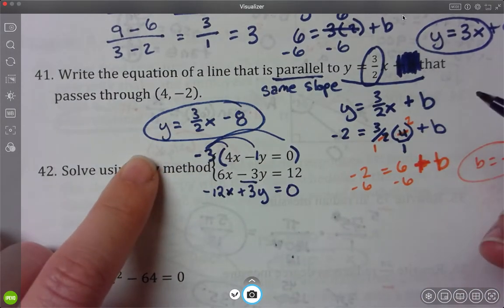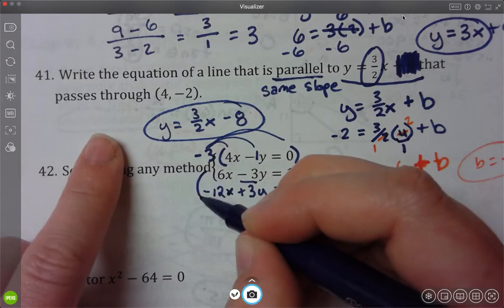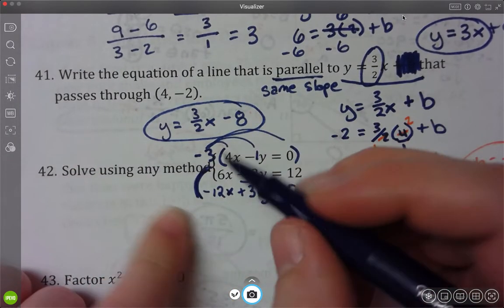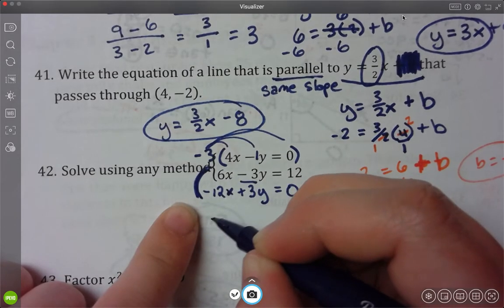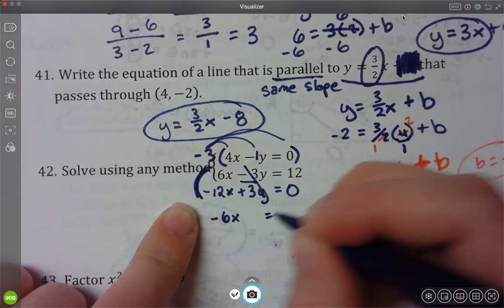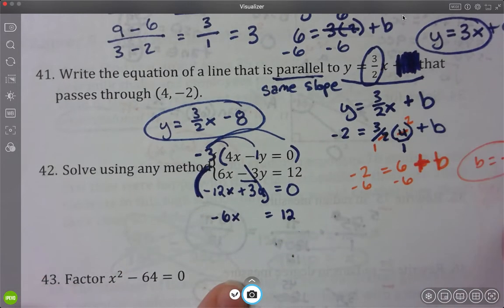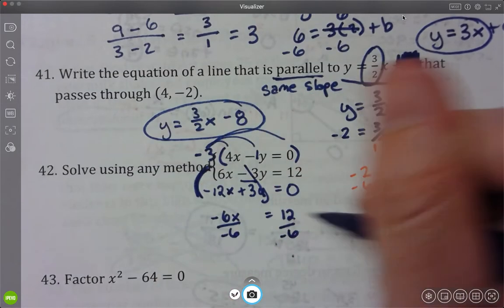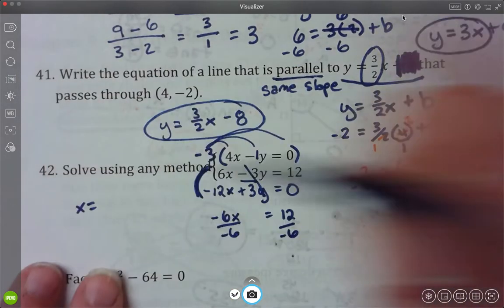Okay, now I can add these two equations together, and we'll see what we get. 6x minus 12x is negative 6x. The y's canceled out like they're supposed to. And 12 and 0 makes 12. Then I can just divide by negative 6. So my x is going to be negative 2.